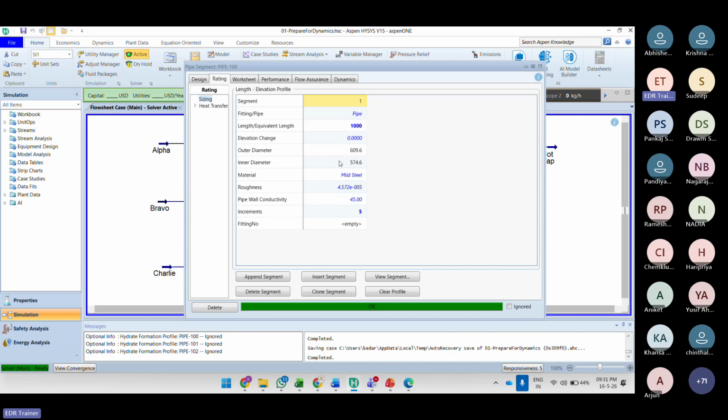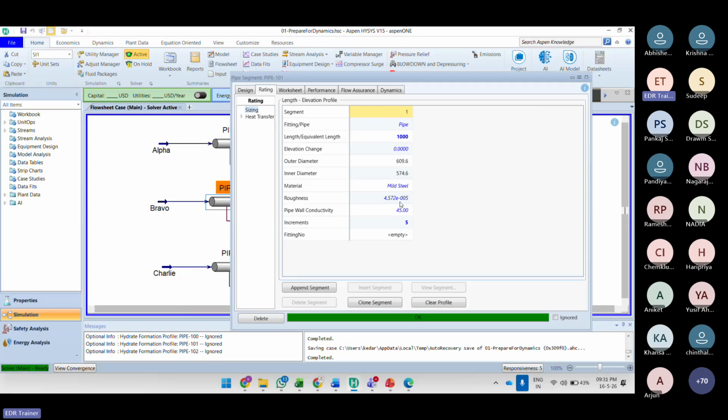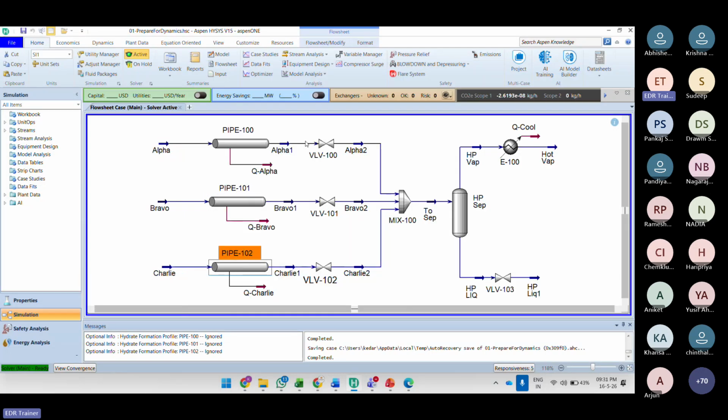So you can see here the length is around 1000 meter. Elevation change I have not considered. Outer and inner diameter I have checked from the schedule number. So the same thing I can do for all the pipings. So in this case, I have given volume to the pipes, the separators, the exchanger, and I have given a resistance equation for all the four valves. Okay, so that means I have sized these valves.